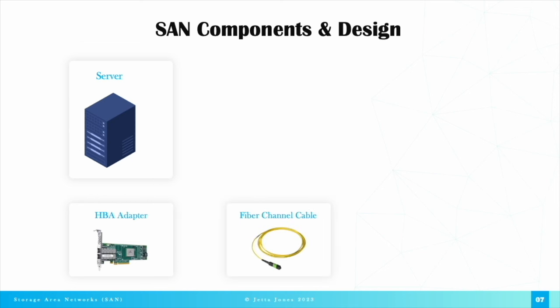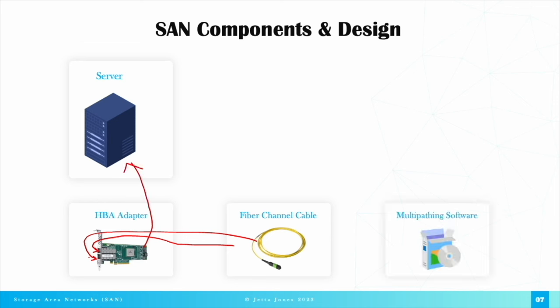The second component is a fiber channel cable. And this fiber channel cable plugs into each of these ports. Okay, so you have it to each of the ports. And this HBA adapter is installed inside of the server. And then you have multi-pathing software that is installed on the server as well. And the multi-pathing software is for redundancy. So remember, the server needs to get to that storage array to access its data, and it needs multiple paths to do so.